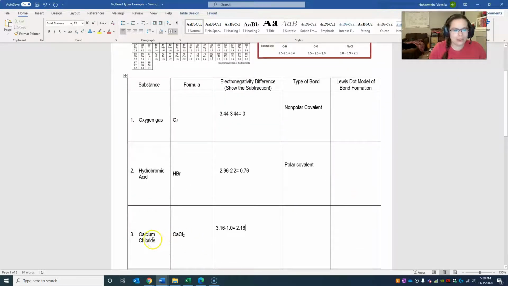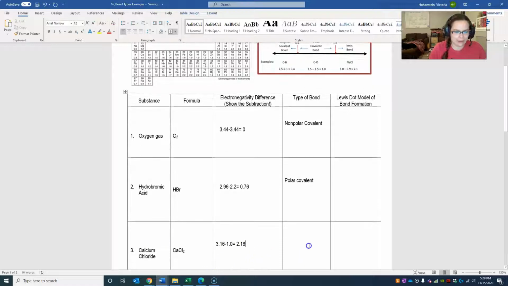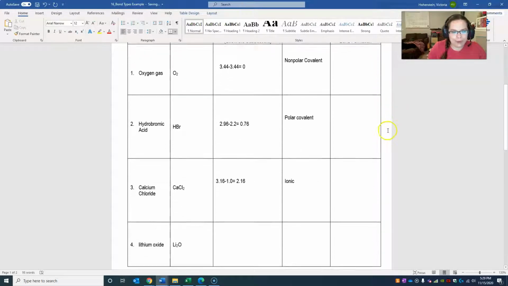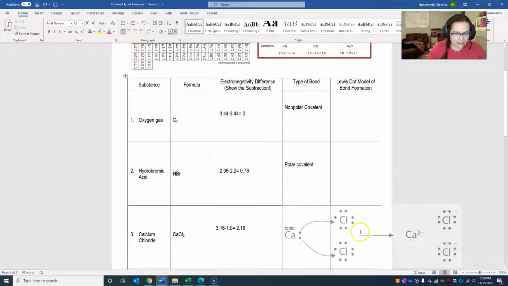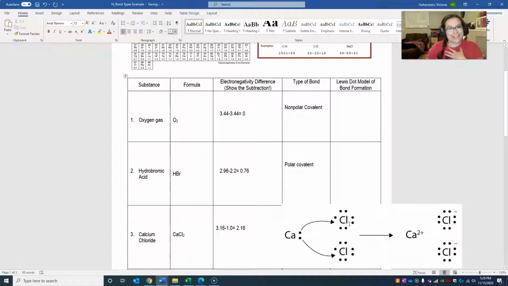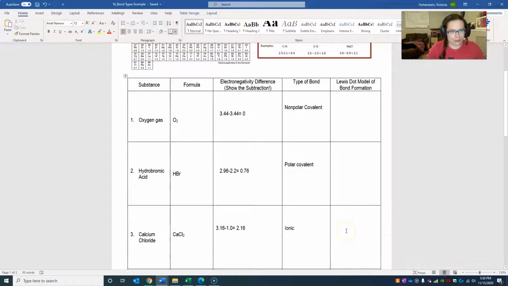bond. And hopefully you saw that because this one is a metal and a nonmetal. So type ionic. And then for Lewis dot model of bond formation, what I would do on this one is show a calcium with 2 valence electrons and chlorines with their 7, and I would show the electrons moving from calcium to the chlorine. So this one you're going to want to use arrows to show that the electrons are not shared. One is being moved to the other. And I'll insert a picture of that also.